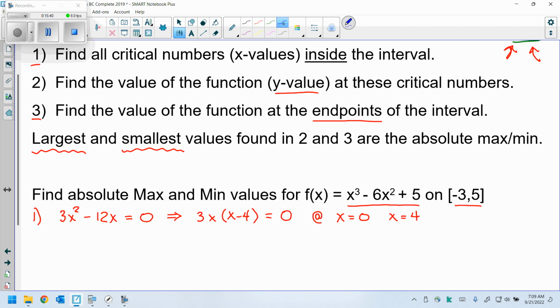Step 2. Let's find the value of the function. Let's find the y value at these critical numbers. Well, at 0, if I put a 0 back into my function here, what do you get? If I put a 4 into that function, what do I get? Why don't you press pause, put 4 in there, see what you get and compare to what I get. Okay, I'm getting negative 27.